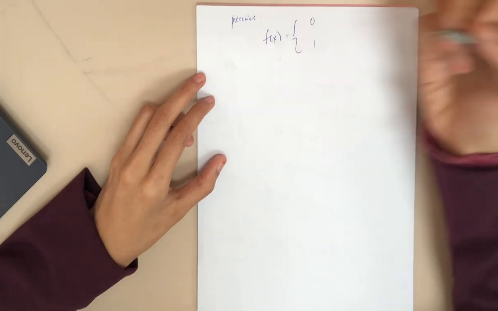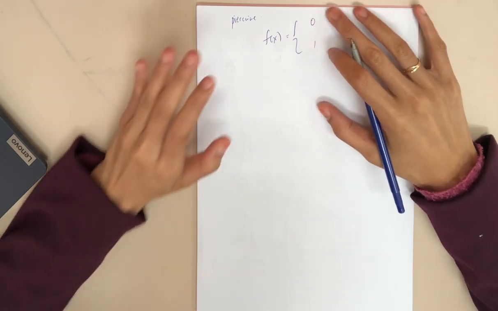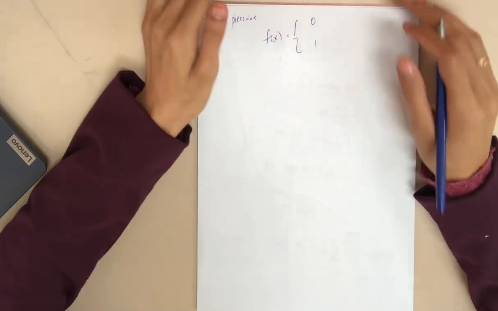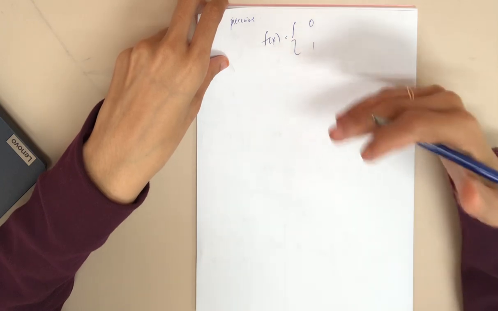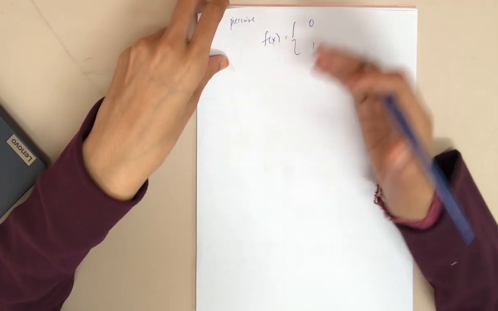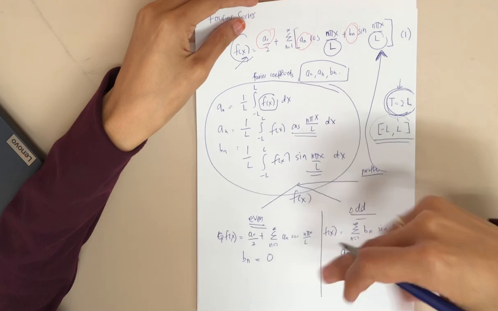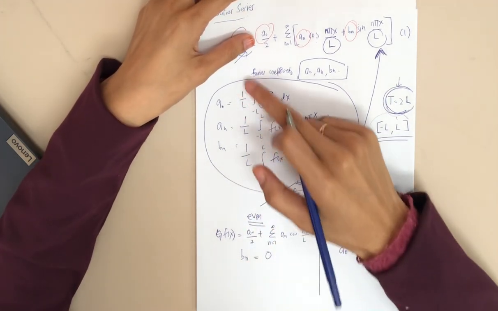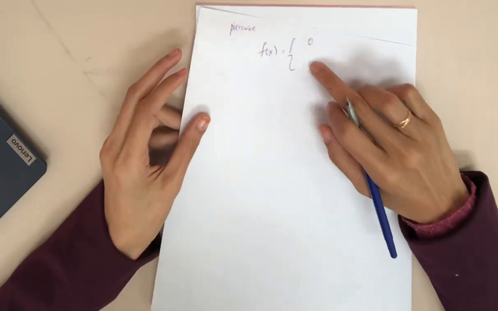For example, 0 and 1, for example. So this is piecewise, you have two functions. So when we get a piecewise function like this, of course you need to identify first whether this function is odd, even, or neither. After you get the identification for this function, then we proceed with the equation. So let's say it's even, so you need to find A0 and AN, then you will use this formula, because this one is a piecewise function.